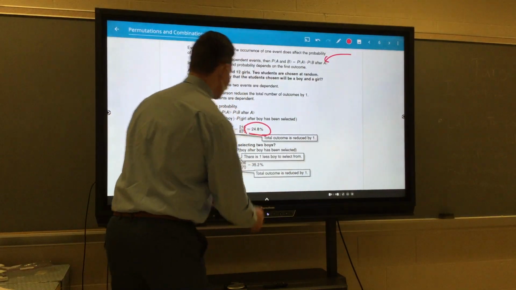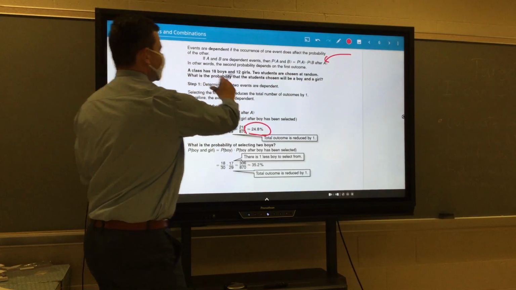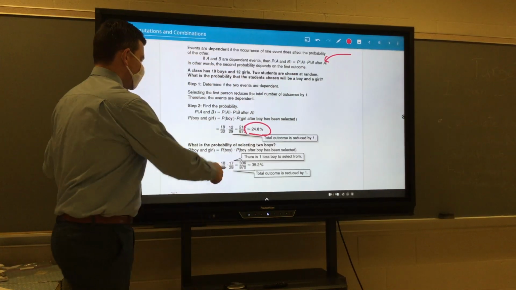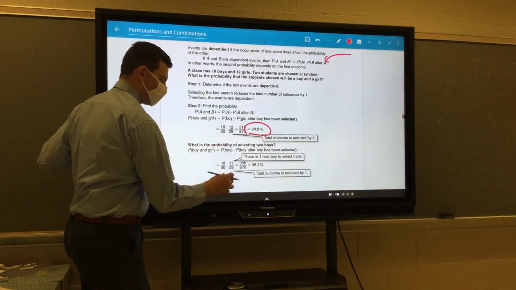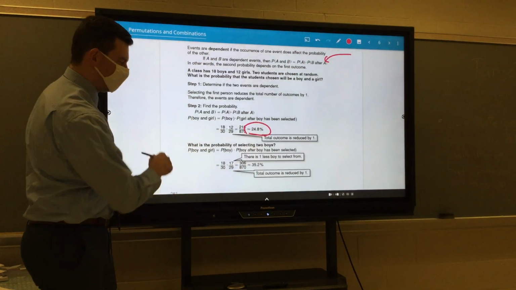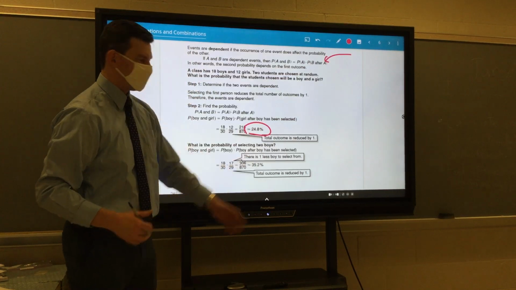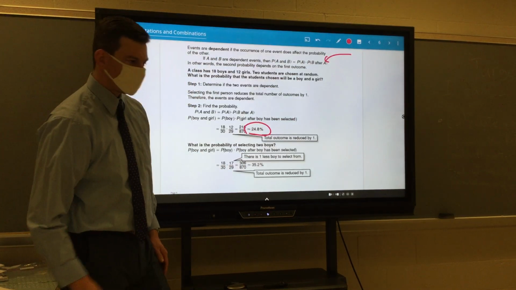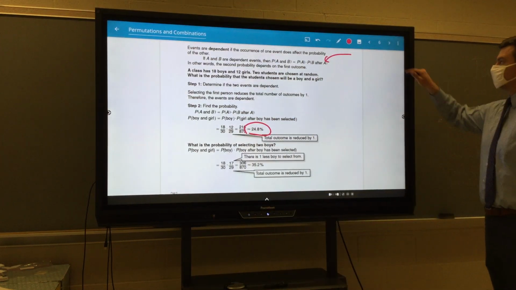The same thing doesn't change if we're looking at multiple boys or multiple girls here. If we wanted the probability of selecting 2 boys, 18 out of 30 for that first selection, but now there are only 17 boys remaining, and again, 29 total students in the class for that next selection. And changing probabilities as we go down the line.